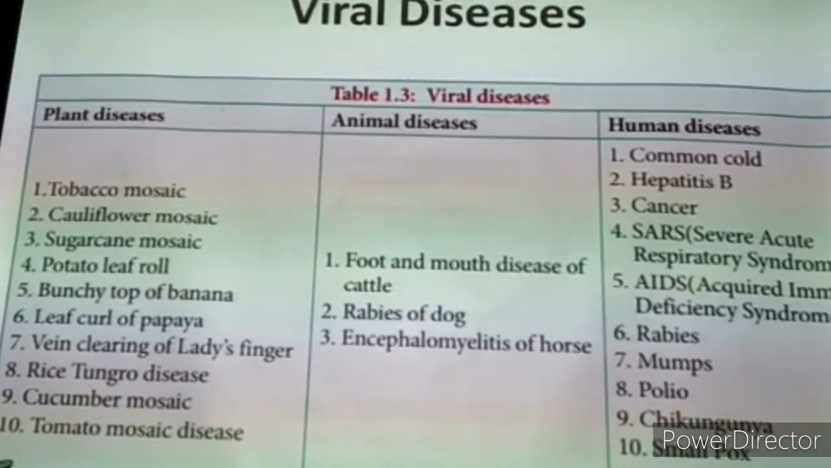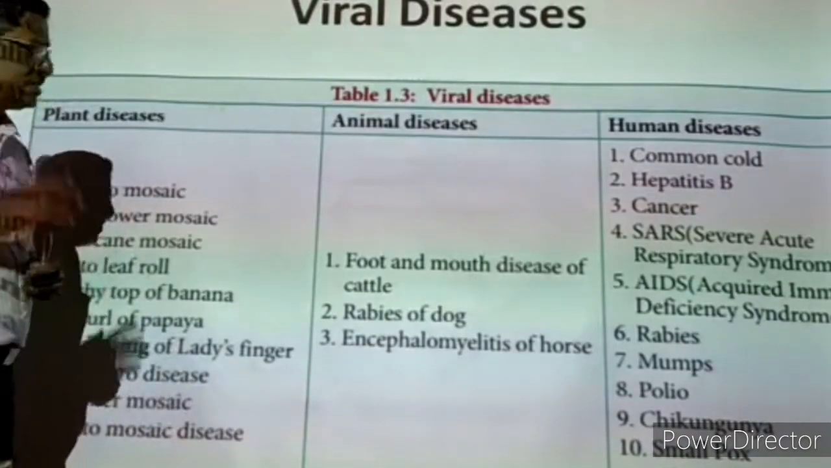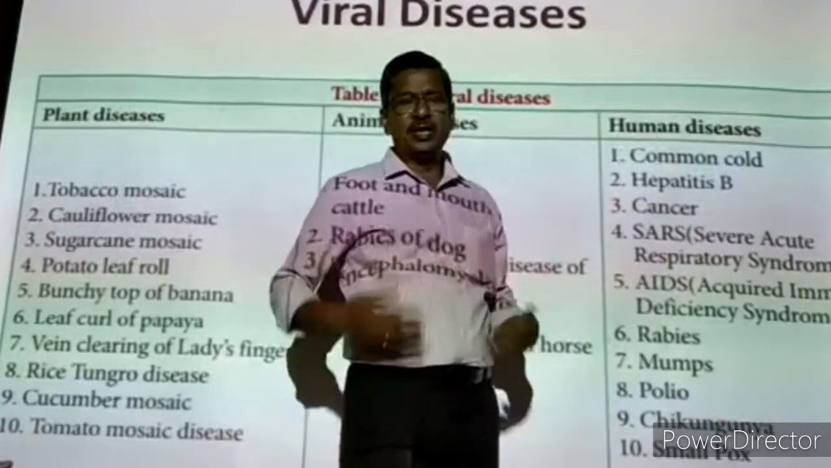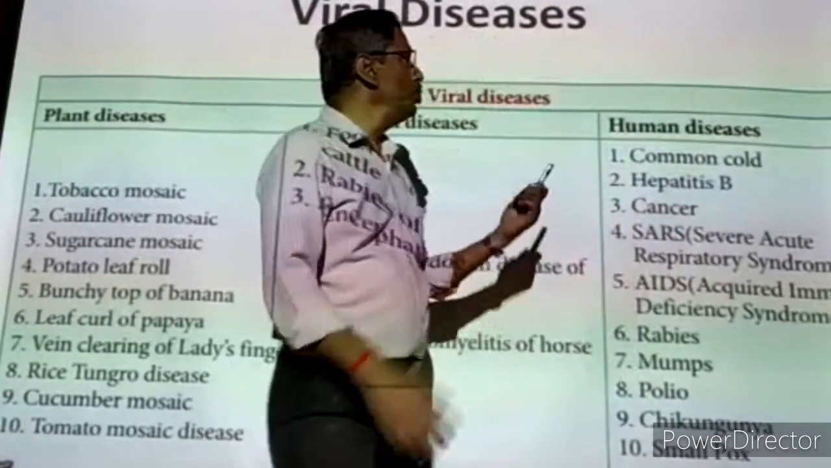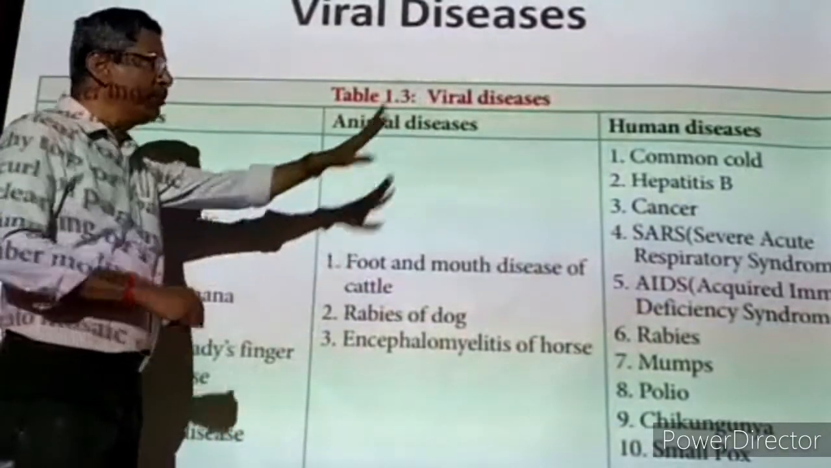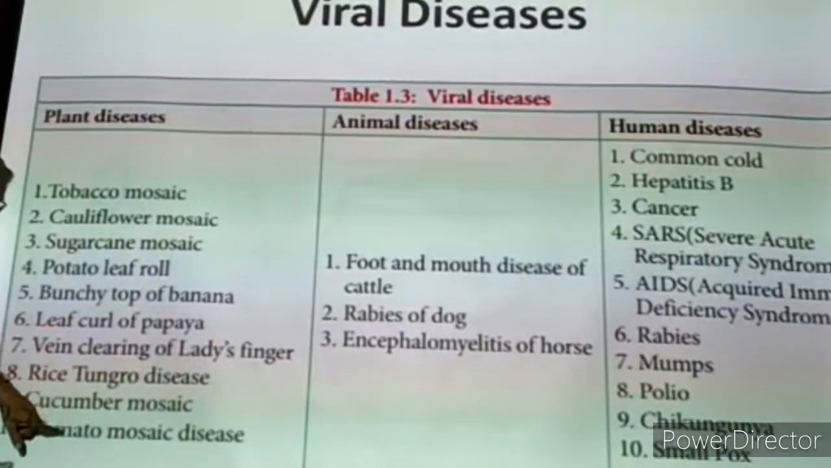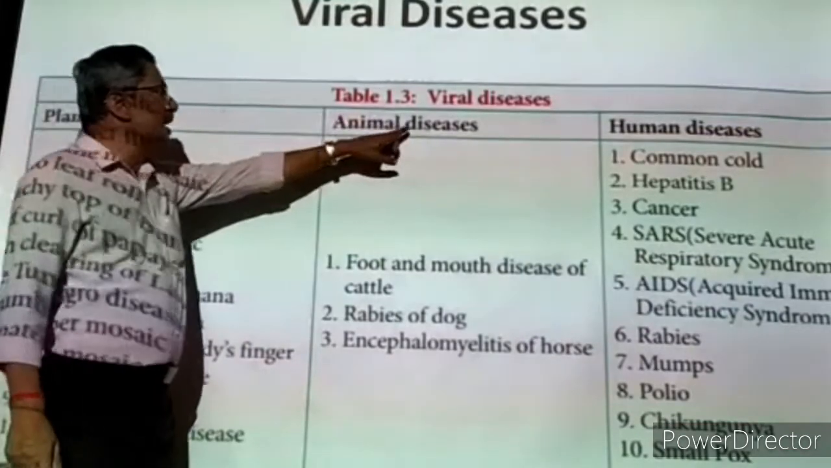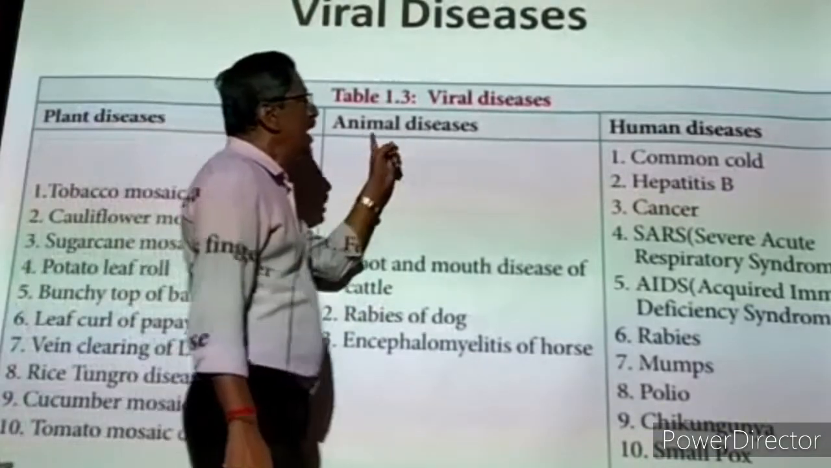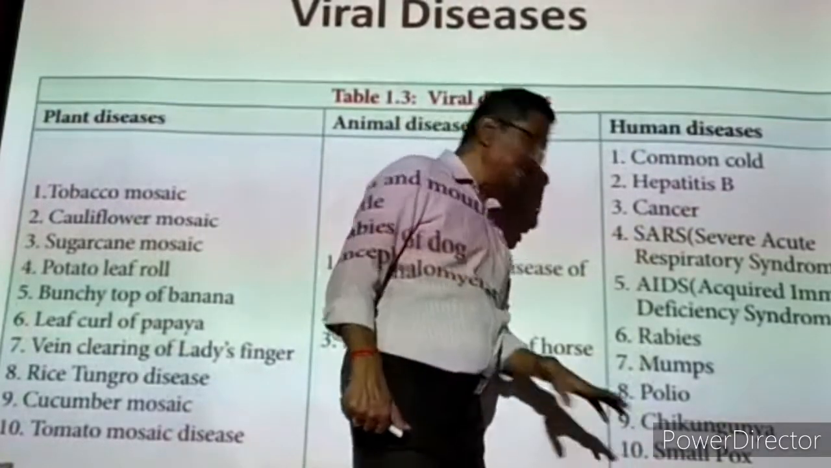The last part of the lesson, we are coming to viral diseases. Viruses can attack animals, plants, and even humans, because we are a special animal group. Viruses can even attack bacteria and other types of microorganisms that we are not covering. When viruses attack plants, plants develop diseases. When they attack animals, animals develop many diseases. And when viruses attack the human body, human beings get many diseases.